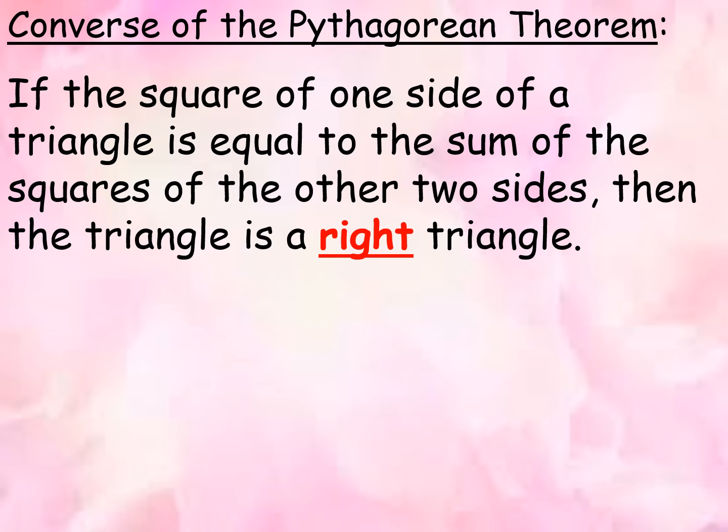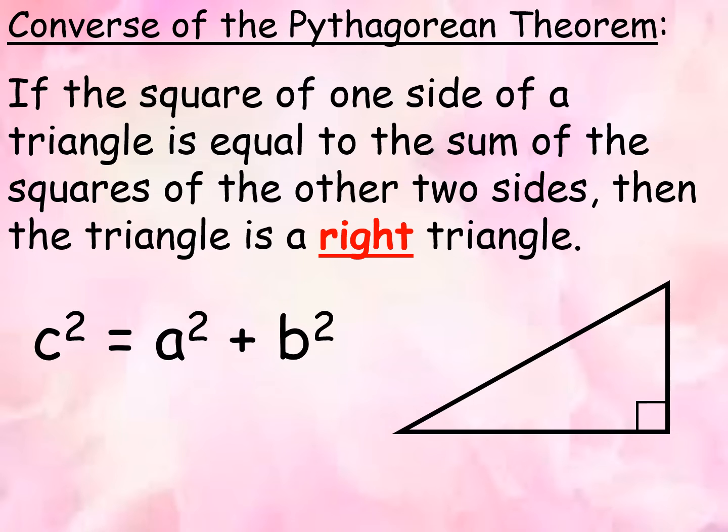Now let us have the converse of the Pythagorean theorem. It states that if the square of one side of a triangle is equal to the sum of the squares of the other two sides, then the triangle is a right triangle. So we have c squared is equal to a squared plus b squared, where c is the side opposite the right angle, and of course the legs are still a and b.